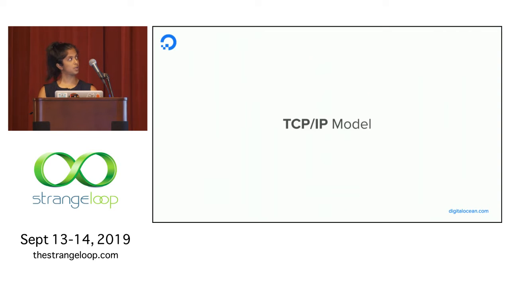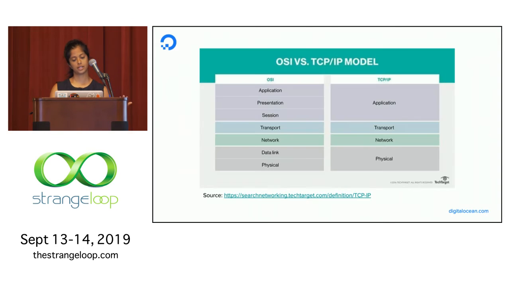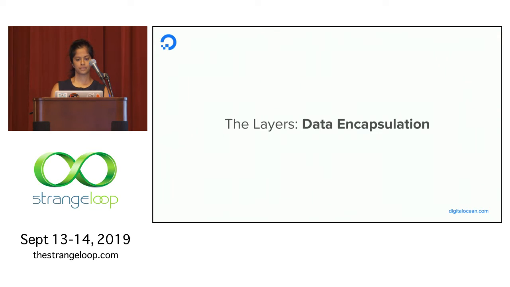Finally, there's also the TCP/IP model, which has become popular and is quite frequently used alongside the OSI model. So in the TCP/IP model, we actually combine the top 3 layers and the bottom 2 layers to have just the application, transport, network, and physical layers.